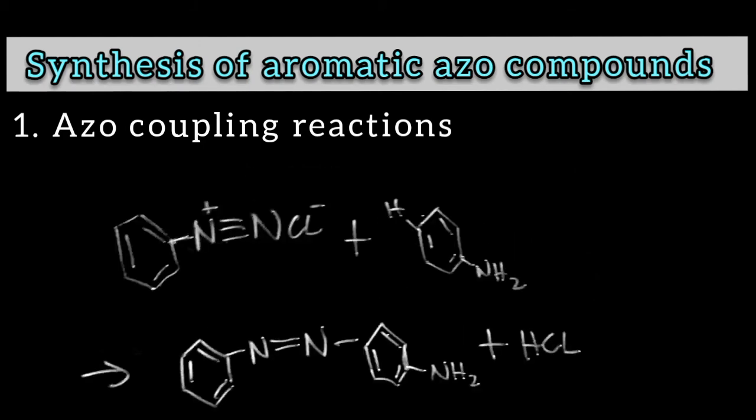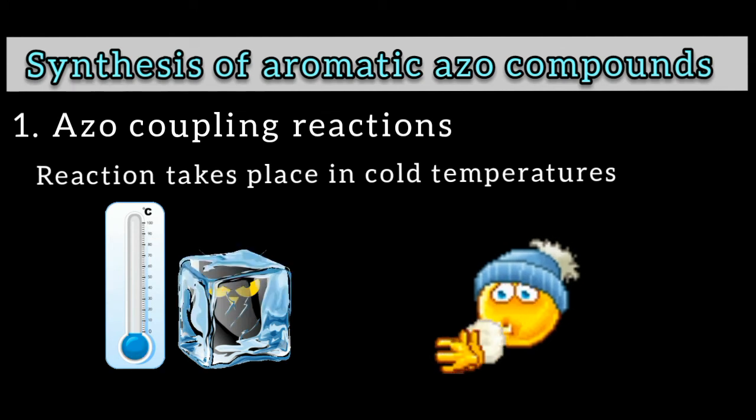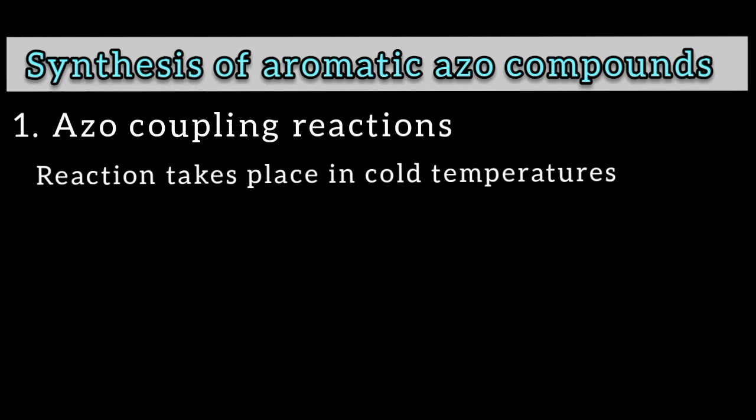Another example of a coupling reaction is benzene diazonium chloride reacting with aniline. As you can see in the azo product that is formed, there's an azo group, and on the right of the azo group there's an aniline attached, also at a para position, and on the left of the azo group is the benzene ring. Another product here is hydrochloric acid. This reaction takes place at very cold temperatures because diazonium salts are unstable at room temperature.